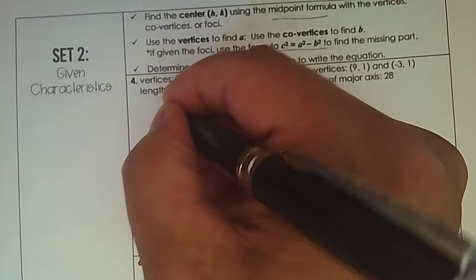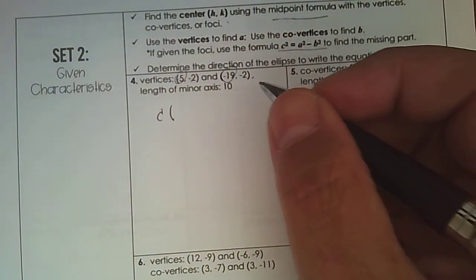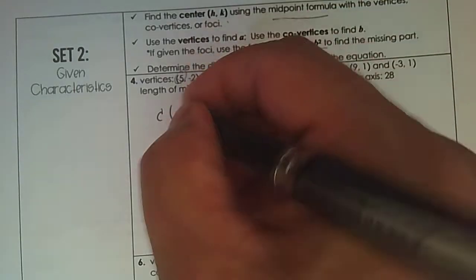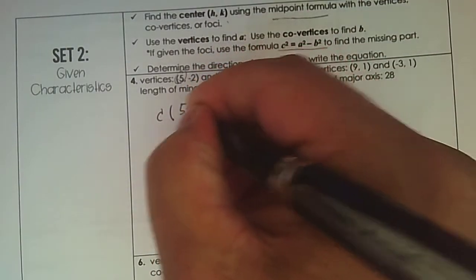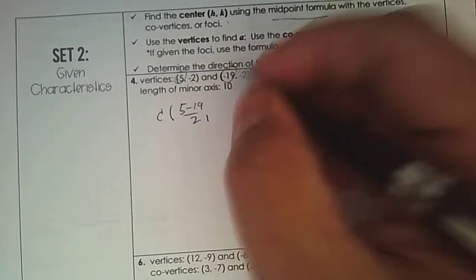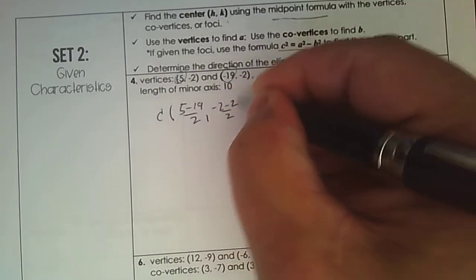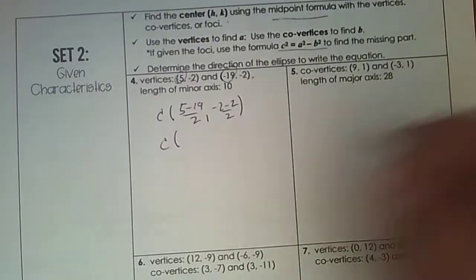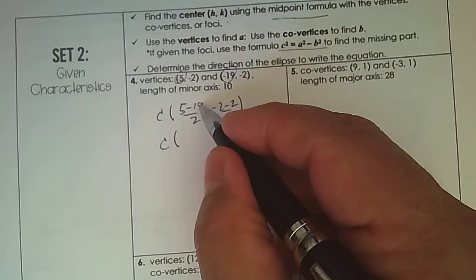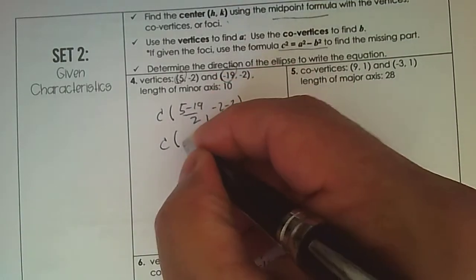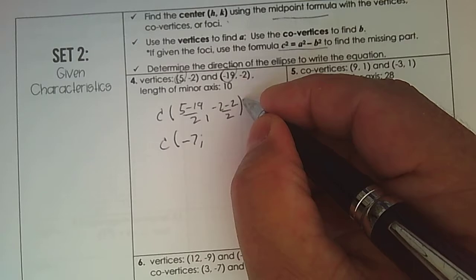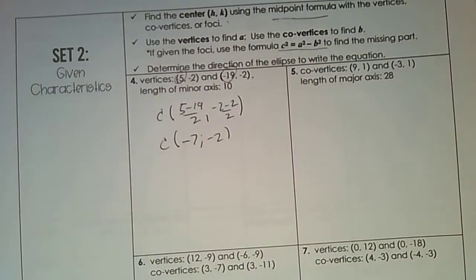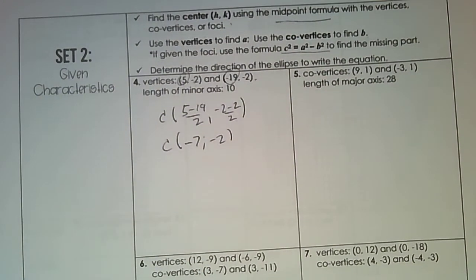All right, to find the center, we're going to find the midpoint. That means we're going to add them and divide by 2. So that's 5 and negative 19. That's negative 2 and negative 2. And then divide by 2. As we move on, I'm not going to write it all out. So that's negative 14 divided by 2. That's negative 4 divided by 2. So there's your center at negative 7, negative 2.